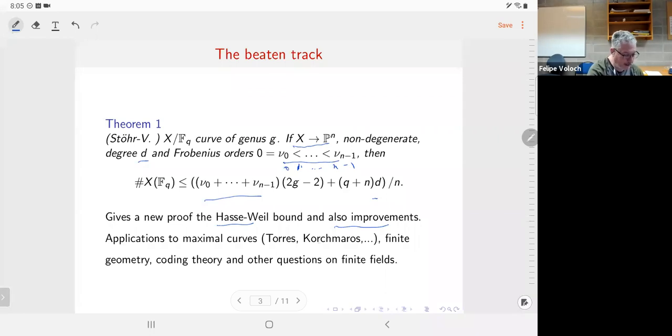Like Gabor presented, there were lots of applications to maximal curves, and at this point I'd like to mention that one of the main contributors to that was Fernando Torres, who sadly passed away last year. There are also applications of these ideas to finite geometry, coding theory, and many other questions over finite fields. But this is a beautiful path: if you want to have a hike on the beaten track, I suggest starting with the original paper with Stöhr and going on to the many citations and exploring.